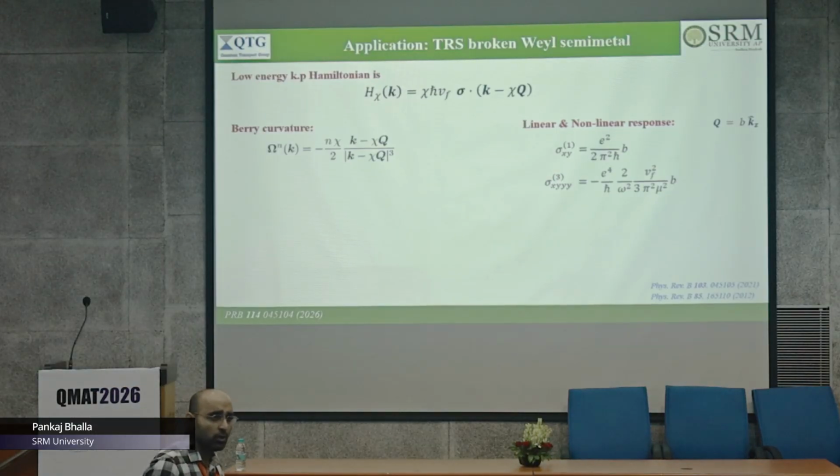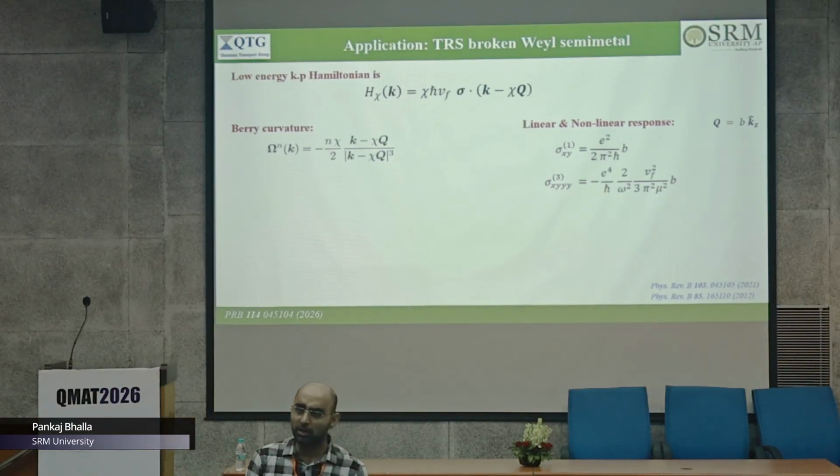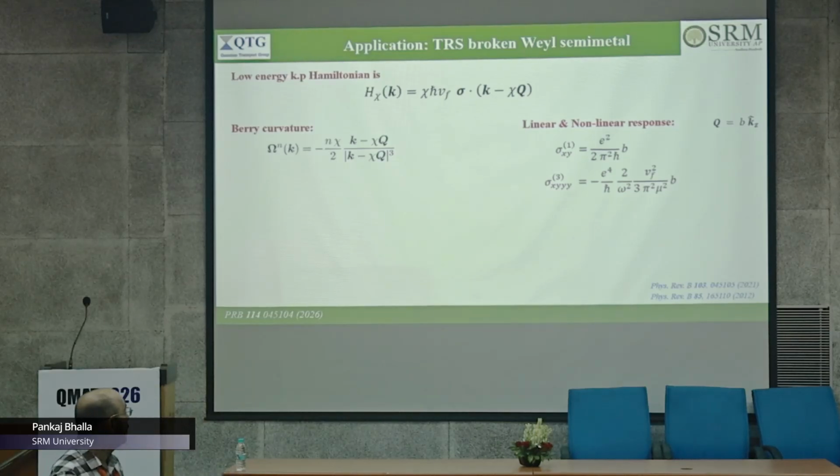To test this, we have taken a TRS broken Weyl semimetal system. We have taken a low energy two band model, where chi is the chirality, v is the Fermi velocity, sigma is the Pauli matrix in orbital basis, k is the wave vector, and q is the momentum shift. One can get the Berry curvature, and if we take the shift along the z axis, b k_z hat, one can get the linear order and third order response, which depends upon the Weyl node separation. b is the Weyl node separation parameter.